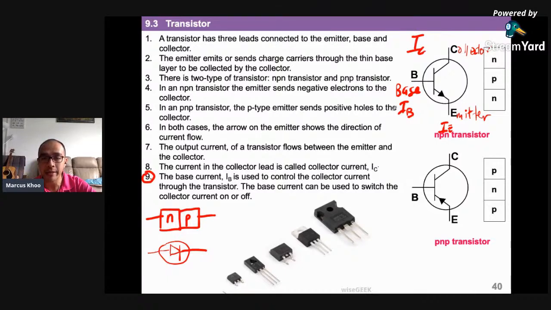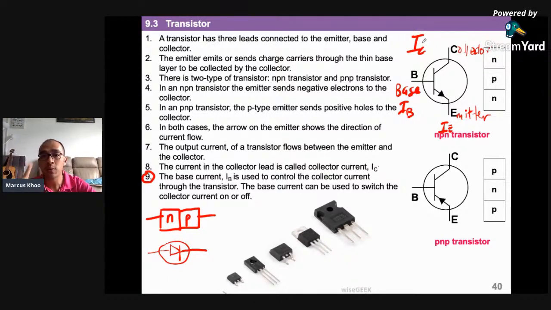If there is enough base current, then the transistor will turn on and then the collector current can flow. I repeat, if there is enough base current, then the transistor can switch on and the collector current can flow. Which means the collector current is very dependent on the base current. If there is no base current, or if the base current is not enough, then the collector current cannot flow.